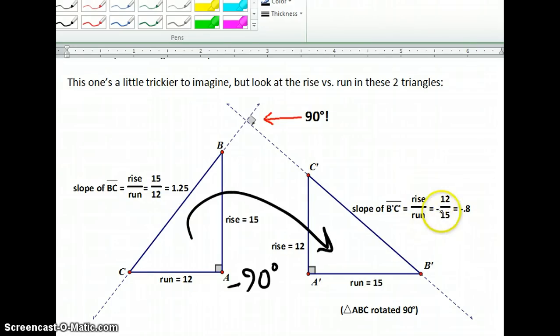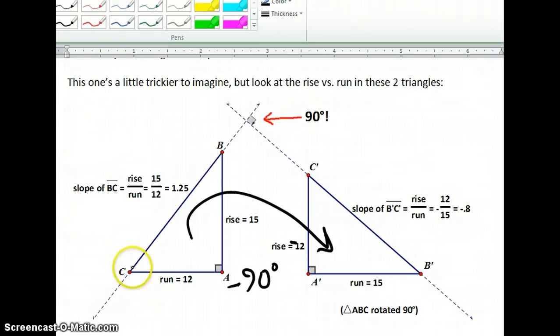The other difference here is that this one, of course, is going downhill. This one was going uphill, so it was a positive slope. This one's going downhill, so it's going to be a negative slope. Or if you think about this, the rise here, I should probably be a little more careful about that, is like a -12, because it's 12 down, and the run is a positive 15. So that's why we see that slope.